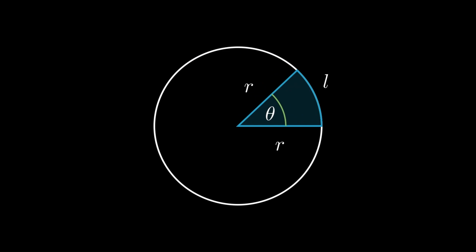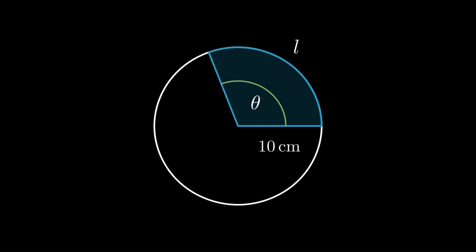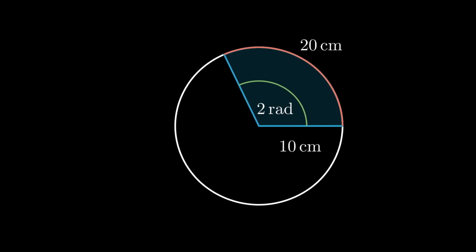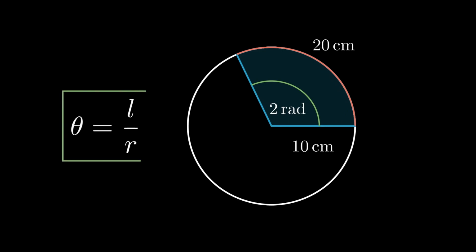Let's say that the circle has a radius of 10 centimeters and an arc length of 20 centimeters. Then we can fit exactly 2 radii inside this arc. We therefore say that the angle created by this sector is 2 radians, because the arc length is the same length as 2 radii. The formula for describing this angle is theta is equal to L over r, where theta is the angle, L is the arc length, and r is the radius.